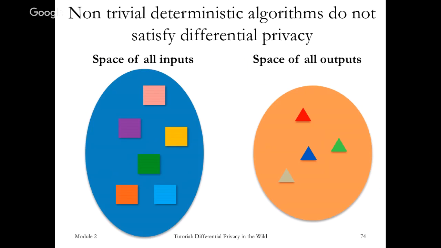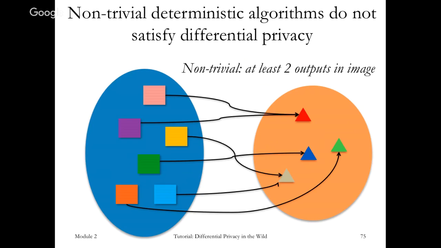Well, it turns out that non-trivial deterministic algorithms do not satisfy differential privacy. I'll show you with a small example here. We have the space of all inputs and the space of all outputs. A trivial algorithm would just map all inputs to the same output, so it always outputs 1 no matter what the input is. That satisfies differential privacy, but it's a trivial algorithm that's not interesting. Non-trivial means there are at least 2 possible outputs that you could experience running on different data sets.